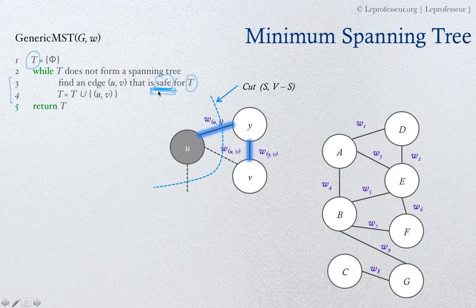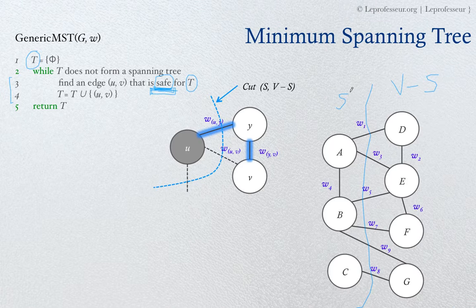What is a cut? A cut is nothing but dividing the set of vertices into two parts. Let's say you have divided the whole set of vertices, say A, B, C in one group and D, E, F, G in another group, and it becomes a cut. The set of vertices in one group, let's call it S, and the set of vertices in the other group, let's call it V minus S.